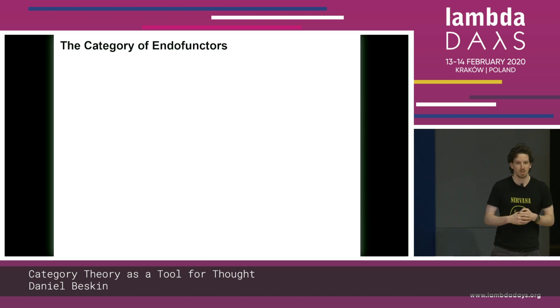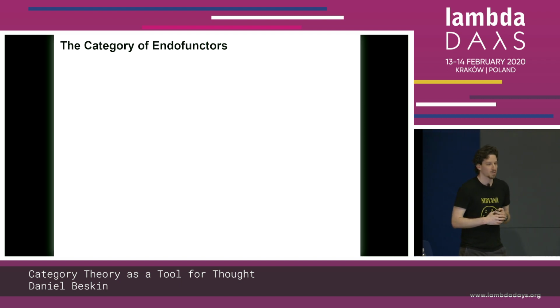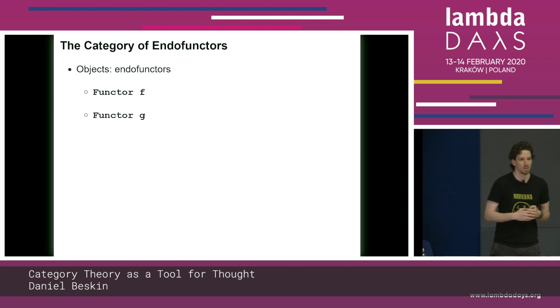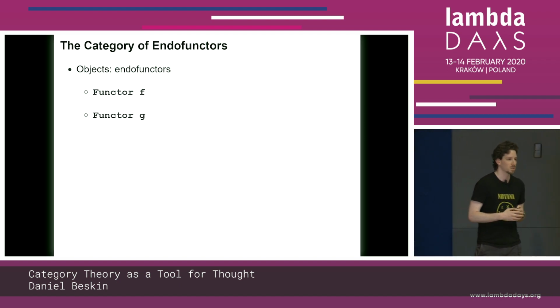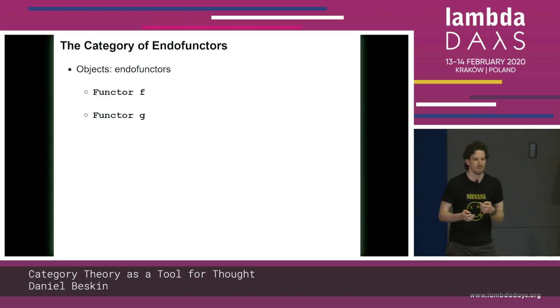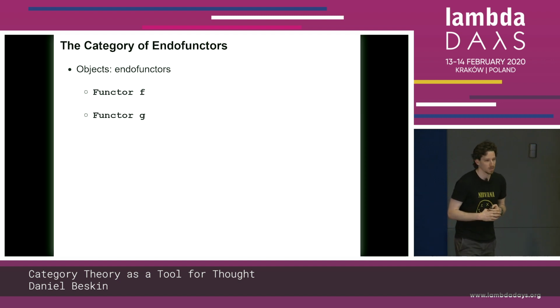So something that's radically new and not similar to what we had before: the category of endofunctors. Objects in our category are going to be what category theory calls endofunctors, and confusingly, in programming, they're just type constructors with a functor instance for them. So the type constructors F and G, which form a functor, are objects in the category.